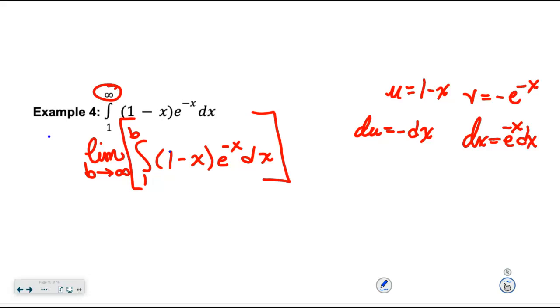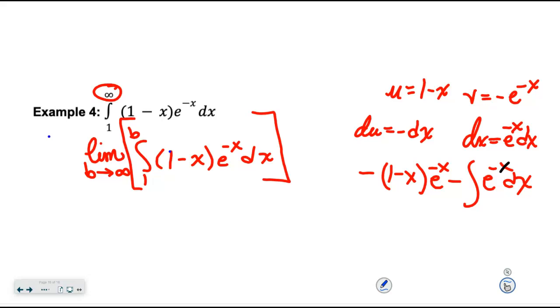Then I'm even going to stay out of there right now, and I'm going to say it'd be 1 minus x times a negative e to the negative x. There's my uv minus, and then I'll be multiplying both of these, so that's a positive. So I'm just going to do a positive e to the negative x. I always have to watch my signs in there. Right, there would have been 3 negatives, so I'm good.